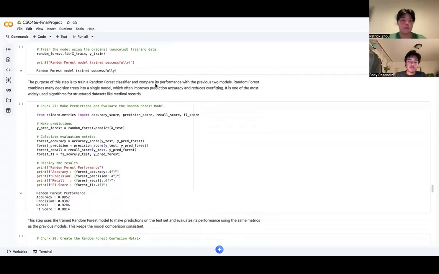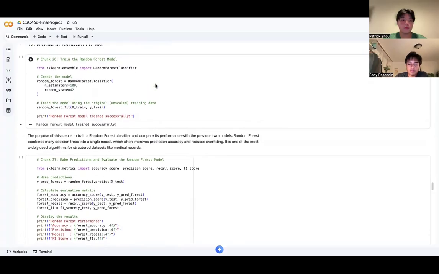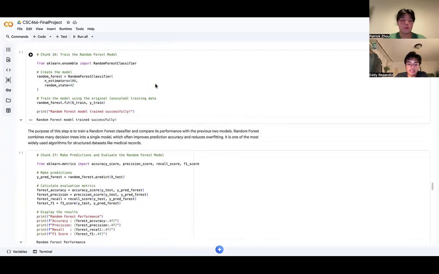And the reason why we're using random forest is because it is often one of the strongest baseline models because it combines predictions from many decision trees instead of relying on just one, and it is less likely to overfit than a single decision tree.